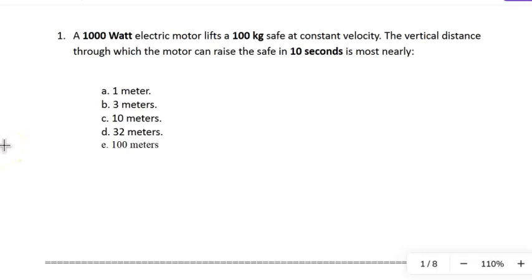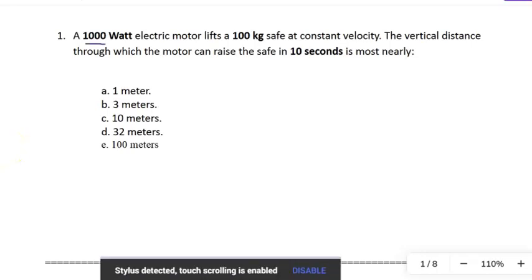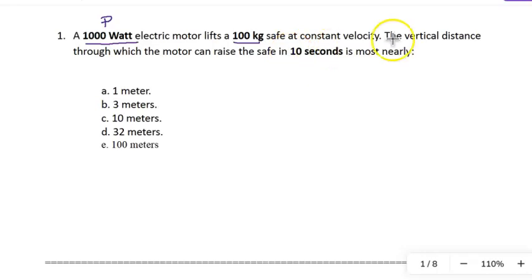All right, folks, question number 1. You see the watts, and that is power. You have mass, and you have a distance, because we're talking about energy, and you have time, because power is about time.